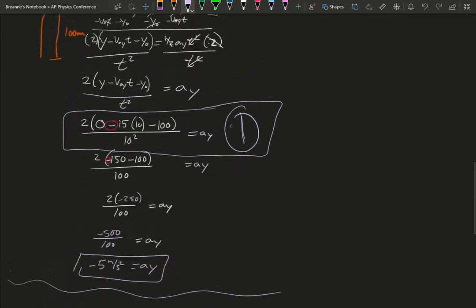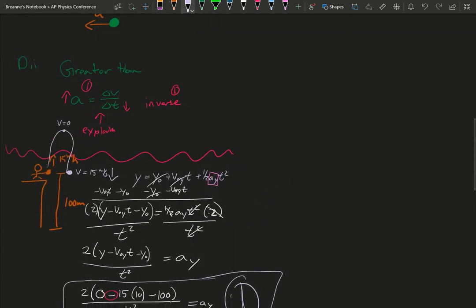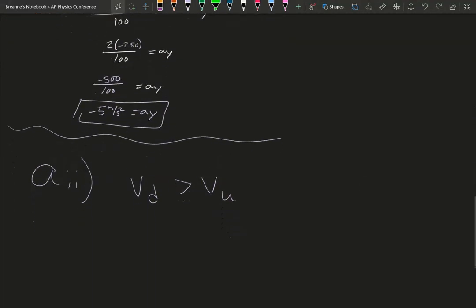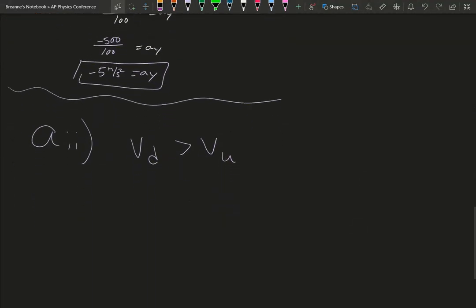Again, if you have 15 when it's thrown up, it goes to 0 and it comes back to 15 here, then it's just going to keep getting bigger and bigger and bigger because of our acceleration pulling it down. And you have to explain. If you don't explain, you do not get any points. You had to check which one is correct. Is VD greater than VU, or is VD equal to VU, or is VD less than VU? It's like a little check system, kind of like the ranking questions. If you just checked it and didn't explain, nope, no points.